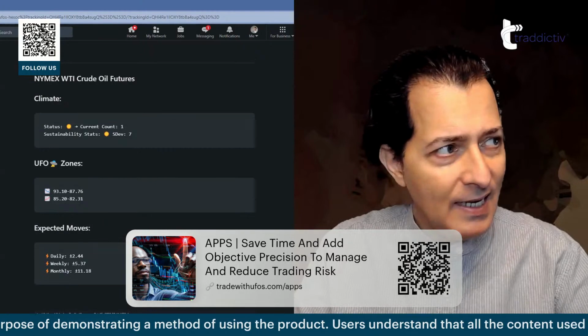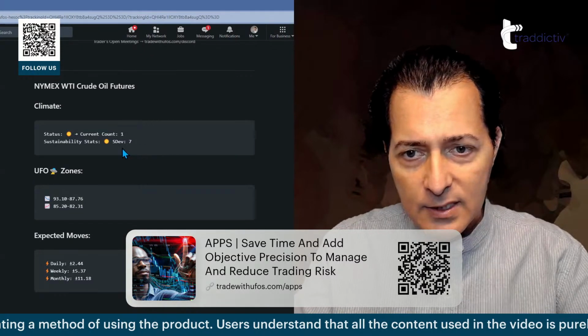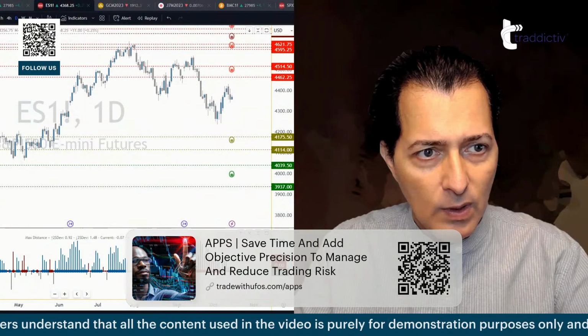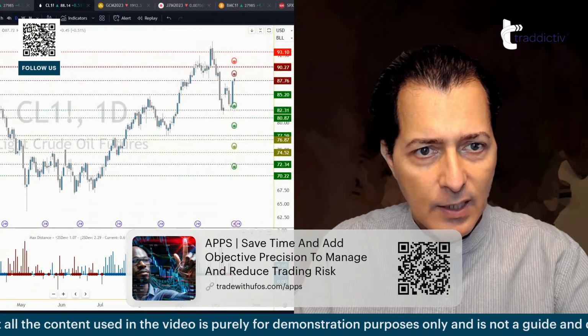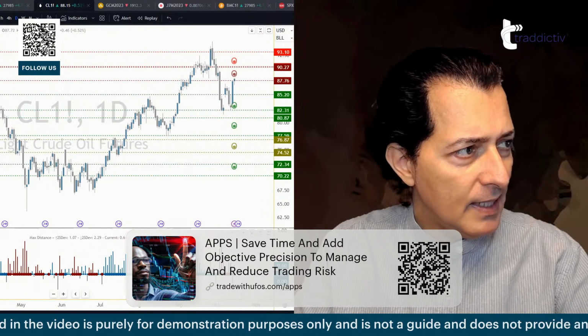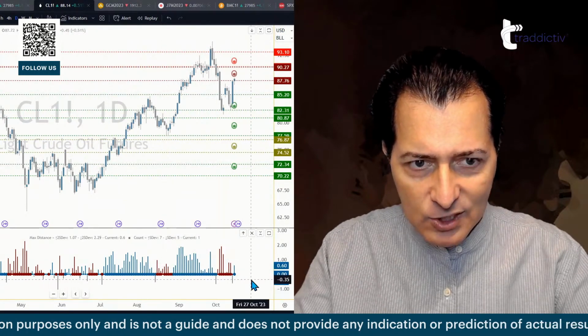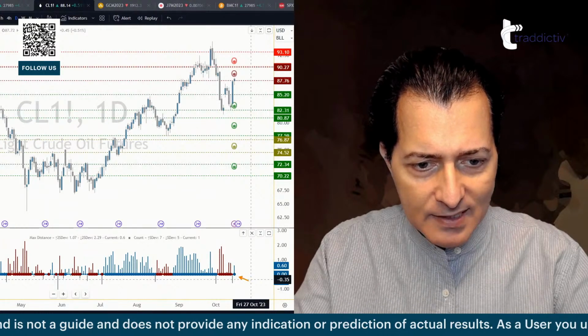And the next market in line is going to be the crude oil. So we're going to start with the analysis. Let's begin with the real-time charts. Let's load crude oil. 1, 2, 3. Here we go. So with crude oil, let me get rid of the QR code. So we have a climate which has changed. It is an up climate.